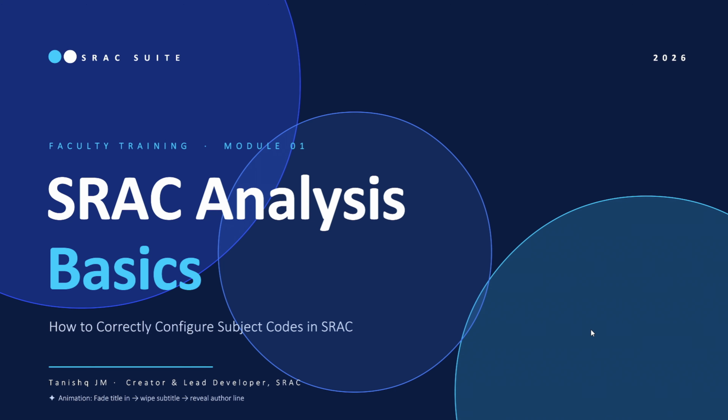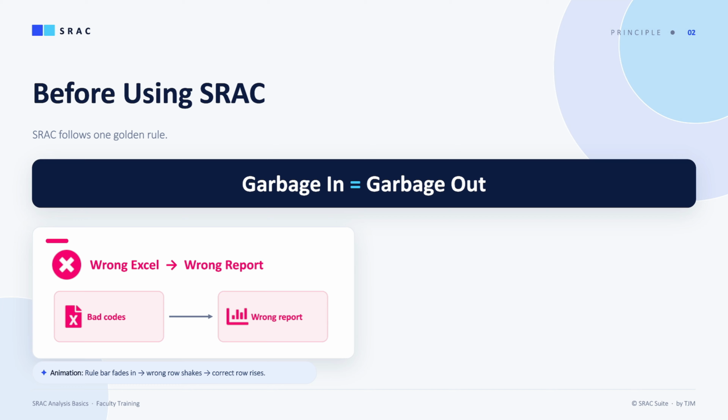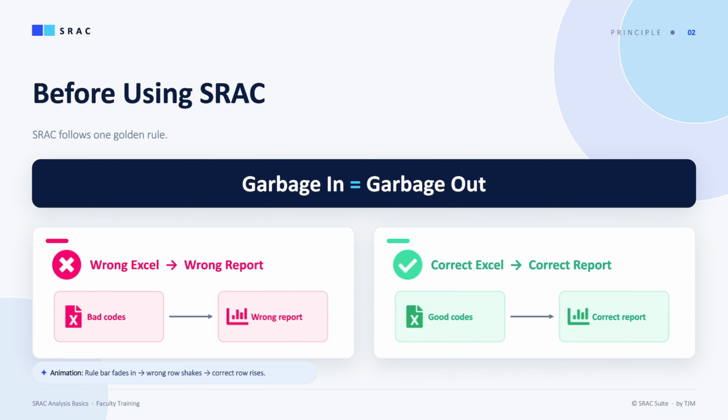In the next few minutes, I will show you how to correctly configure subject codes so that SRAC gives you perfect results every single time. Let us begin. Before we touch SRAC, there is one golden rule you must always remember: garbage in equals garbage out. It simply means this: if you enter wrong subject codes in Excel, SRAC will give you a wrong report. But if you enter correct codes, SRAC will give you a correct report.